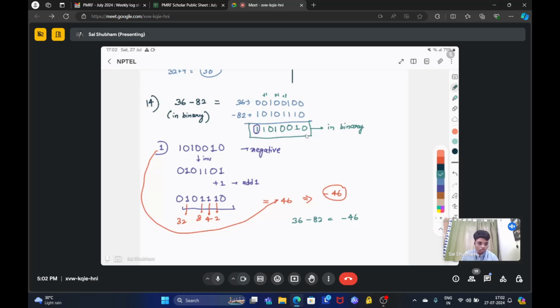Okay, so that's all for today's session. In the next session, I will discuss some operations like addition, subtraction, multiplication in binary, and then we will discuss floating point operation.